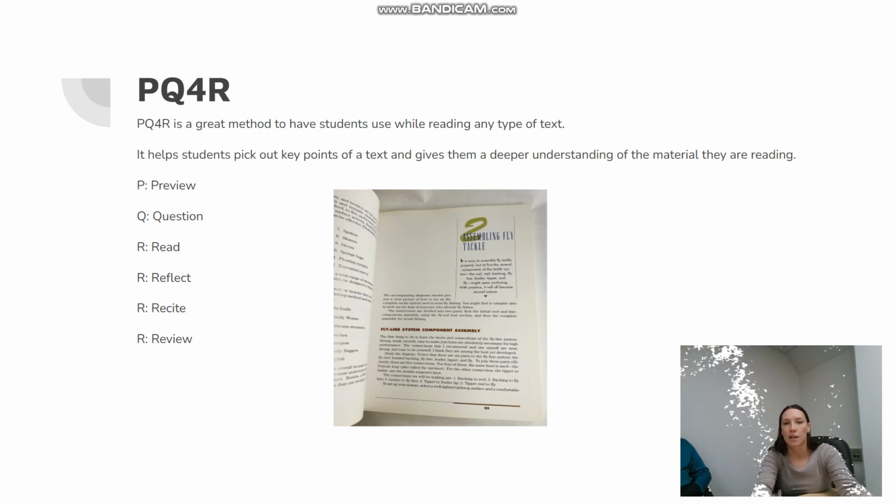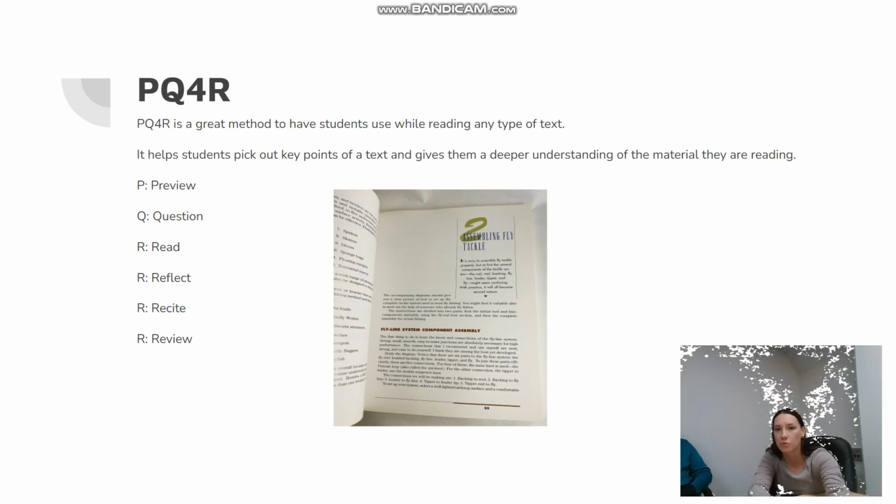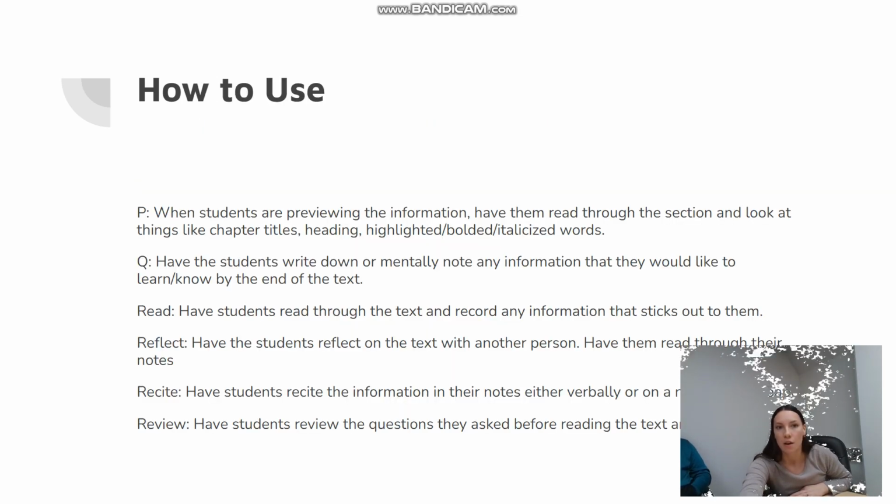Then you would take a textbook like this and have students look at headings and the bolded words and the outlined words. That would be how they preview. So P for preview is when they go through chapter titles, headings, highlighted, bolded, or italicized words. For Q, you have the students write down or mentally know any information that they would like to learn or know by the end of their reading.